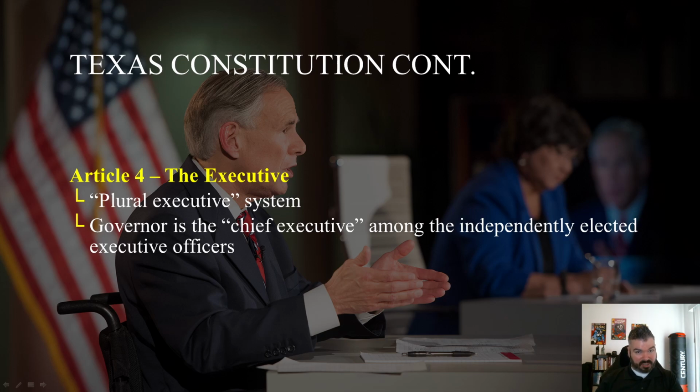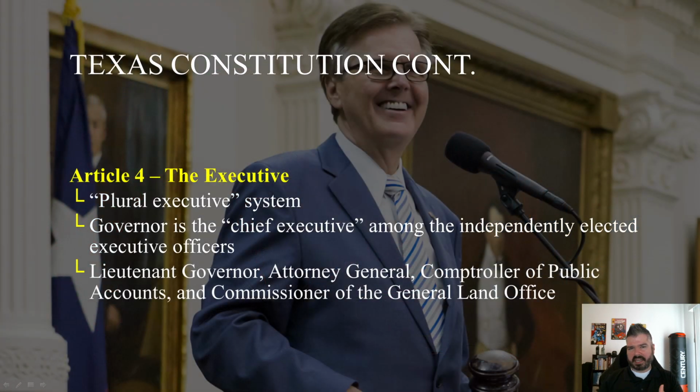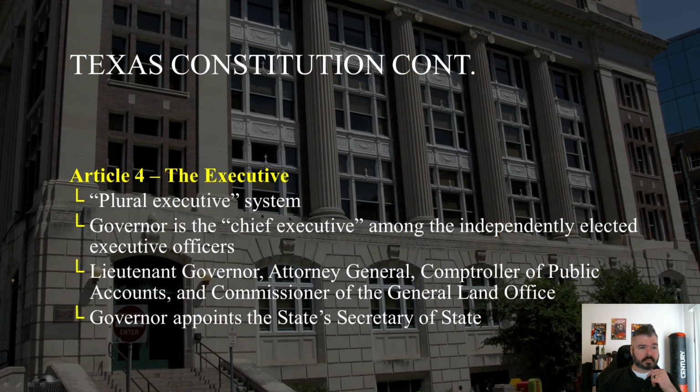One of the reasons why our ballots are so long is because we do elect every individual within the executive branch, or the heads within the executive branch. They're elected by you and I. So we're talking about the lieutenant governor, the attorney general, the comptroller of public accounts, the commissioner of the General Land Office, right? All these positions within the executive branch are elected by you and I, which adds to the length of our ballot. The governor, I mentioned this already, appoints the state's Secretary of State. We do have a Texas Secretary of State, and they are the record keeper and the elections administrator, if you will, for the entire state. Right? And Article 4 clearly and explicitly lays out the sandbox for the executive, what they can do.